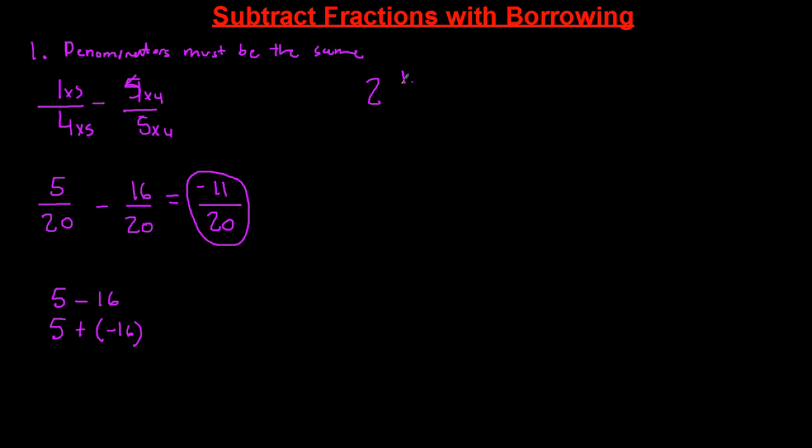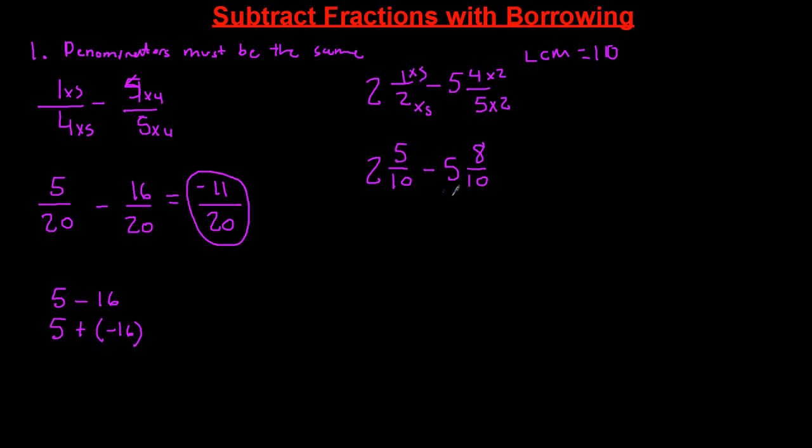So 2.5 minus 5 4/5. In this case, our least common multiple is going to be equal to 10. Alright, so let's go ahead and write that. So we have 10 at the bottom here, and then 10 here. Times 2, so 8, and then times 5, we have 5 at the top.